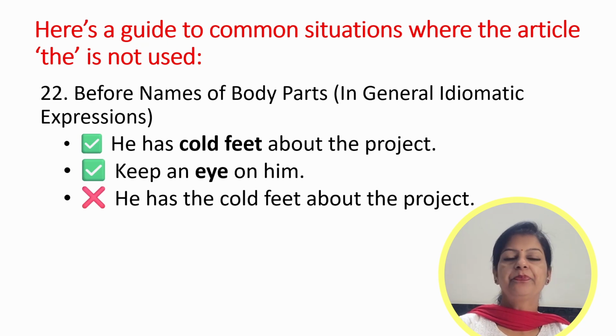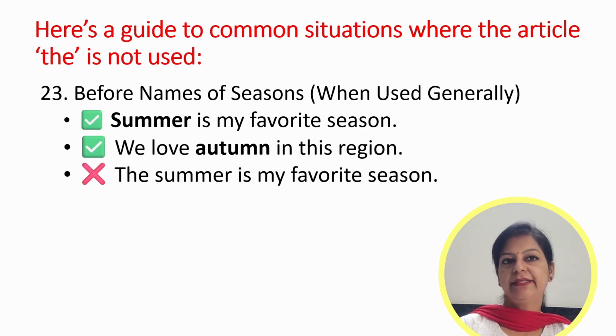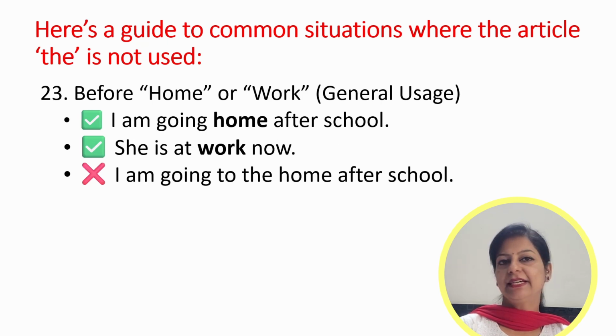Next, number 22. Before names of body parts in general, idiomatic expressions. The is not used when referring to idioms related to body parts. For example, he has cold feet about the project. This is correct. But if we say he has the cold feet about the project, then it is incorrect. Last but not the least, 23rd, seasons are talked about without the when used in general. Example, summer is my favorite season. This is correct. The summer is my favorite season is incorrect.